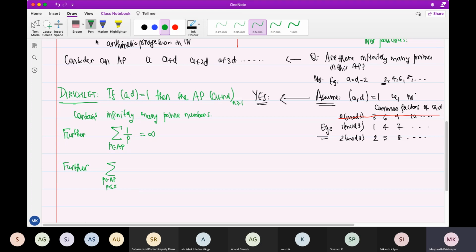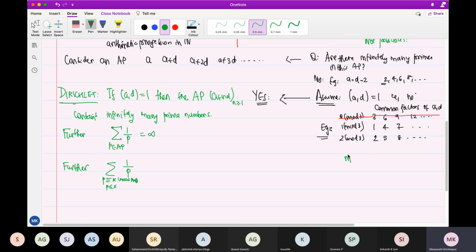At least, to not make a mistake, let me write p congruent to k mod m. Let us say. So let's take an arithmetic progression of this form. It is k mod m. But then you sum all primes up to x.